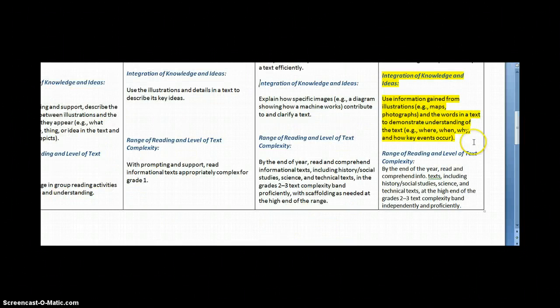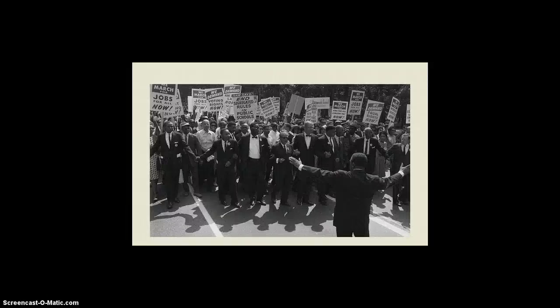So let's say we want to go back to that grade 3 standard. Use information gained from illustrations and words in a text to demonstrate understanding of the text. Where, when, why, and how key events occur. Let's say your focus was the history of Martin Luther King Jr. Perhaps the students might have read some prior information related to Martin Luther King Jr., or perhaps you're just beginning this lesson and you show students this image.